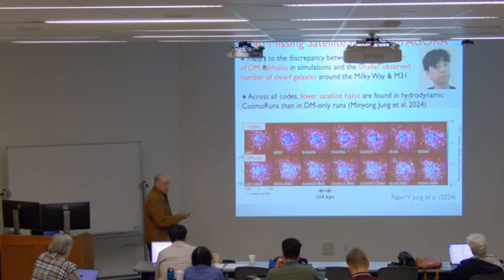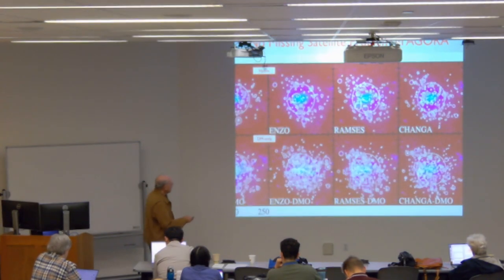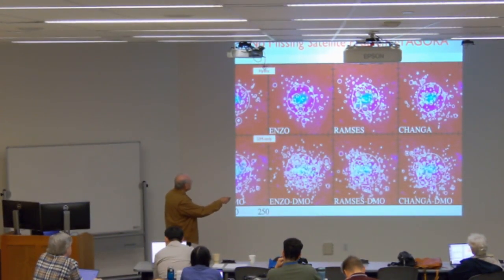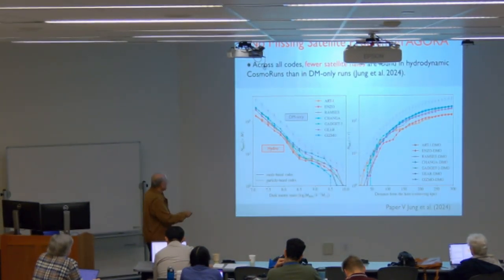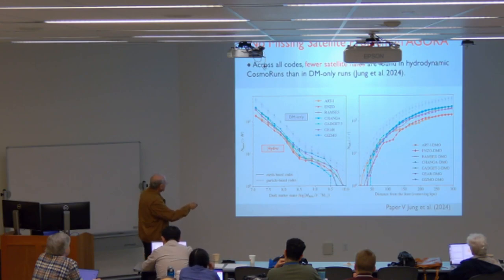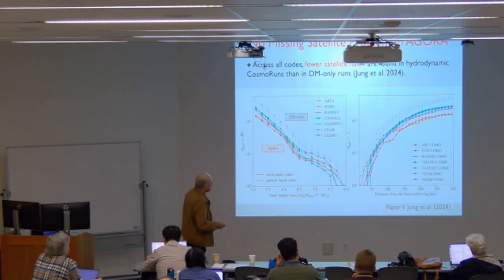So, as I told you, all these codes are run pure dark matter and also with full hydro. If you zoom in, you can see there's a lot fewer of these satellites with hydro than in pure dark matter. That was true for every one of the codes. So this is number of halos as a function of mass, as a function of radius. And when you turn on hydro, it substantially goes down by about half a dex, sometimes even more than half a dex.